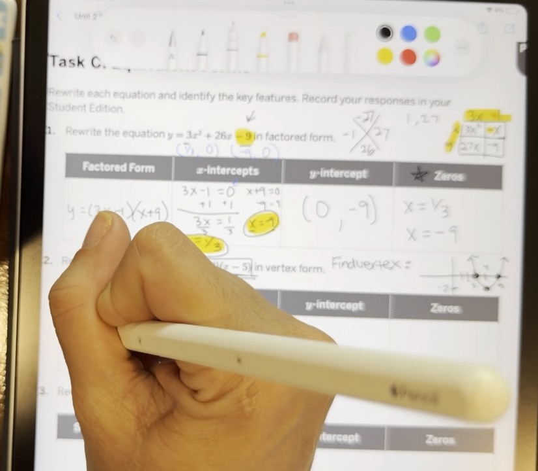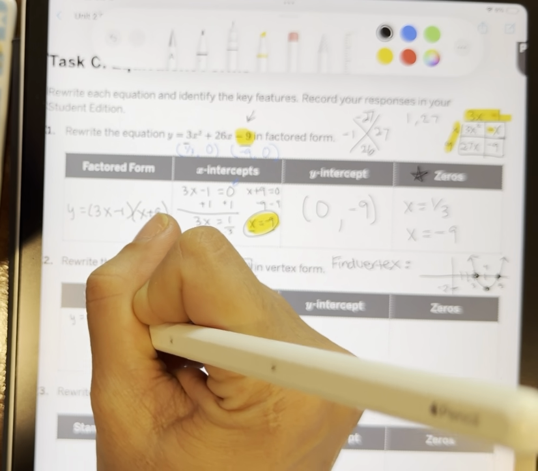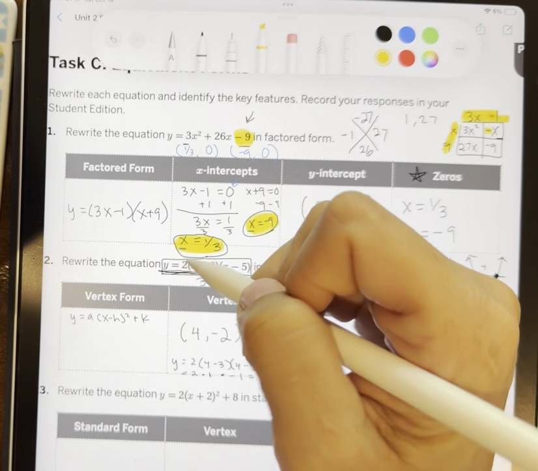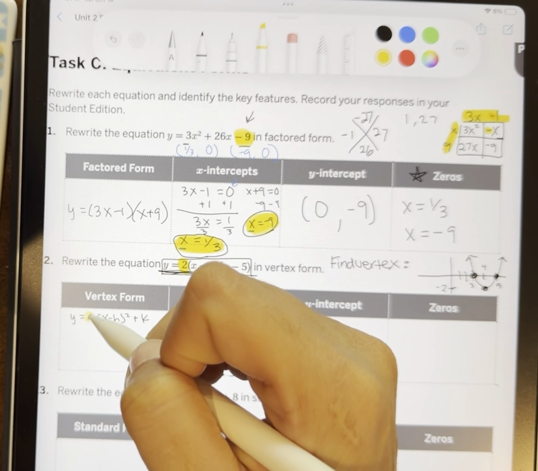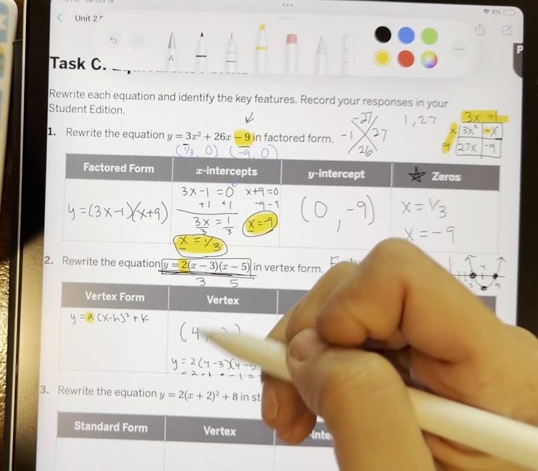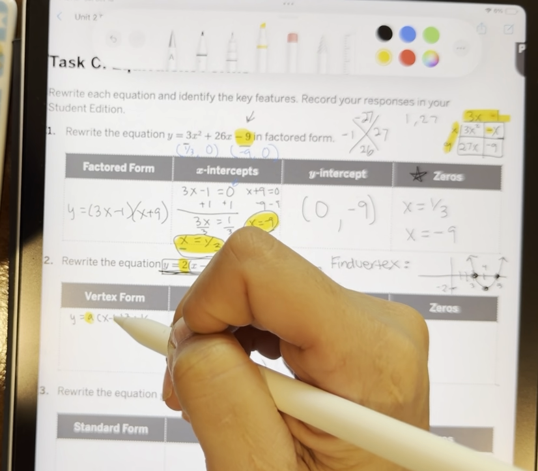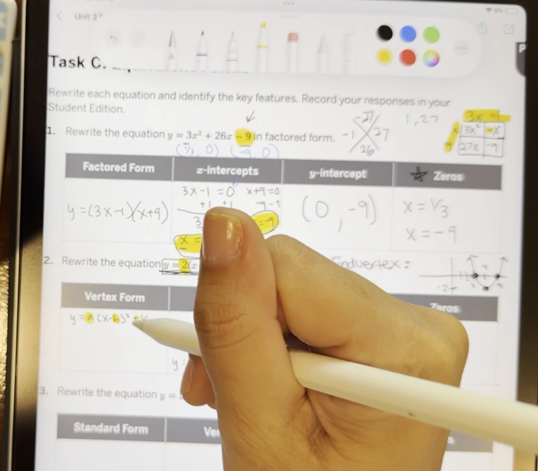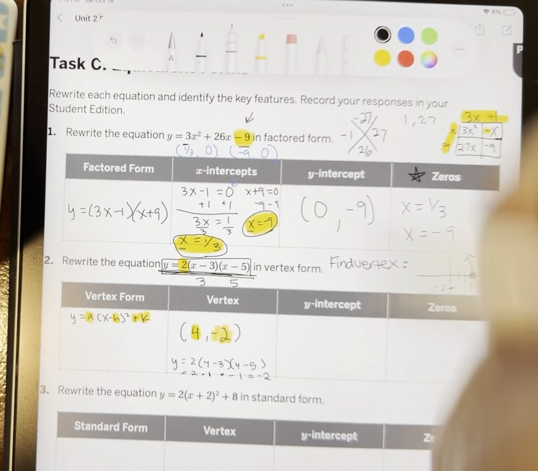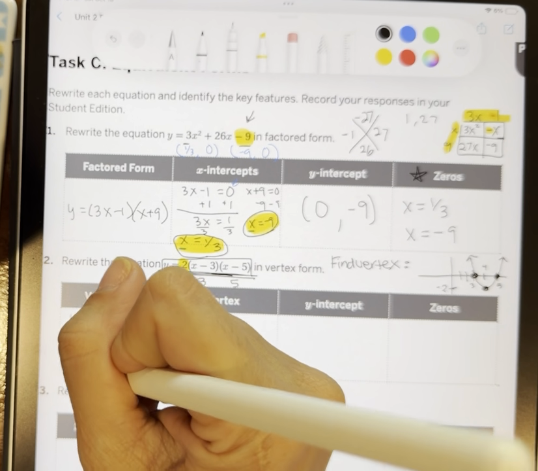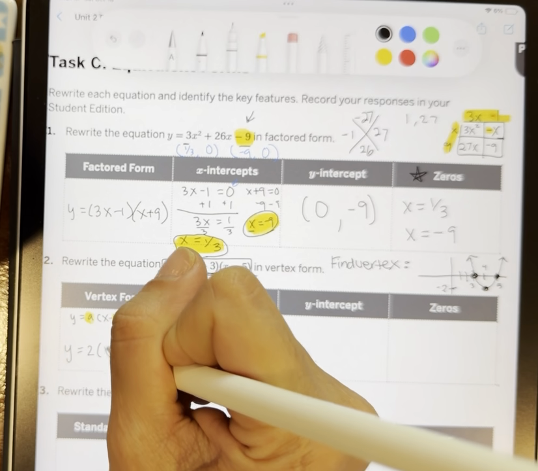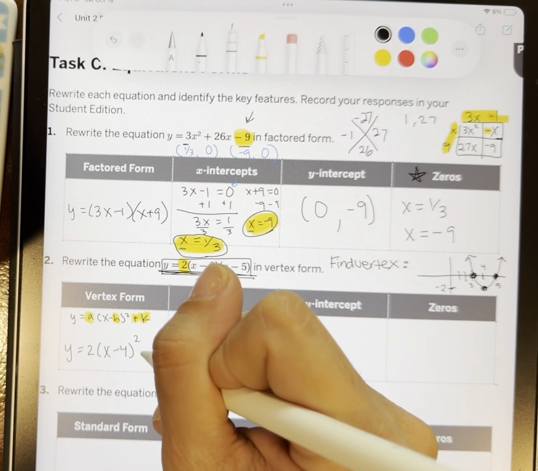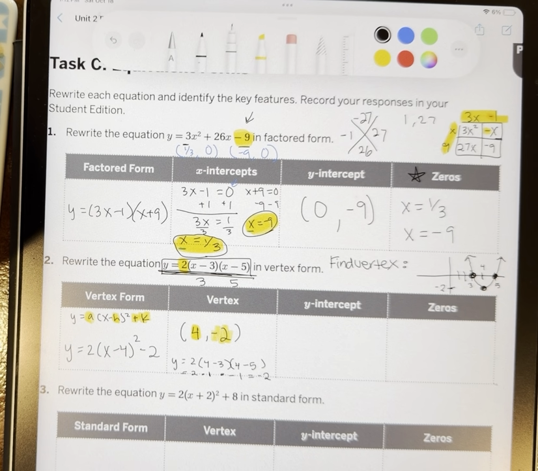Because vertex form is y equals a times x minus h squared plus k. And here's a right here. Here's h. And here's k. We got everybody. So vertex form is y equals 2 times x minus 4 squared minus 2. All right?